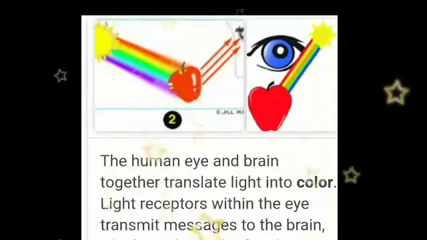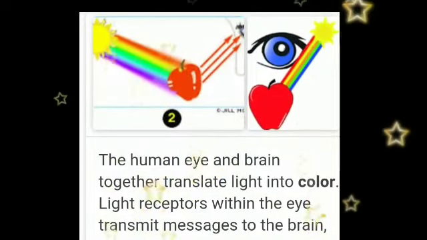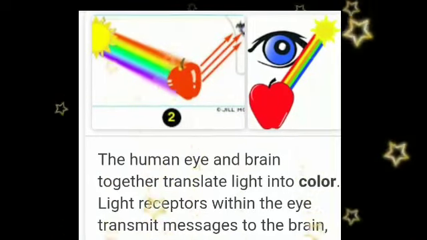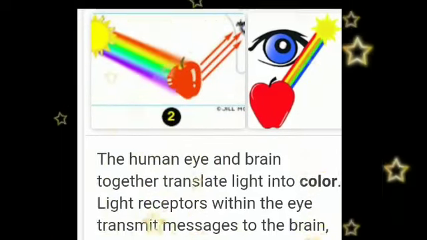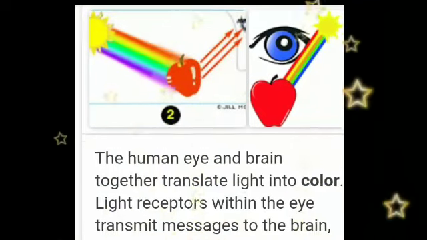How do we perceive different colors? The retina in our eye is made up of many light sensitive cells. These cells are shaped like a rod and like a cone.